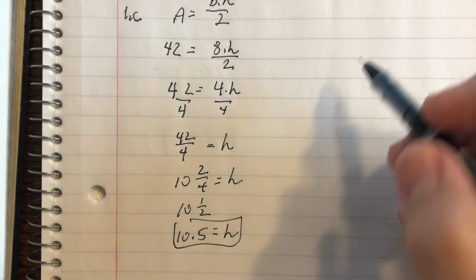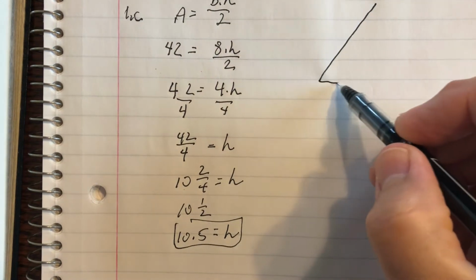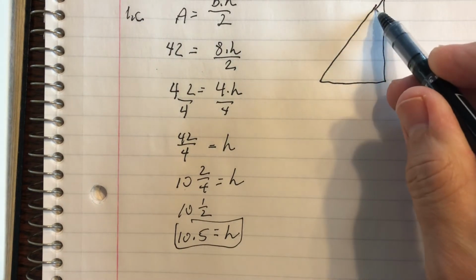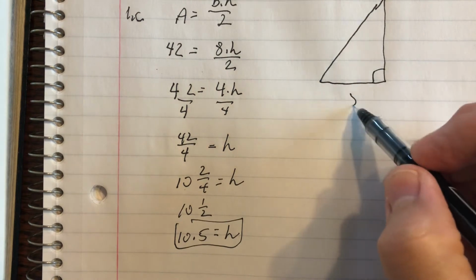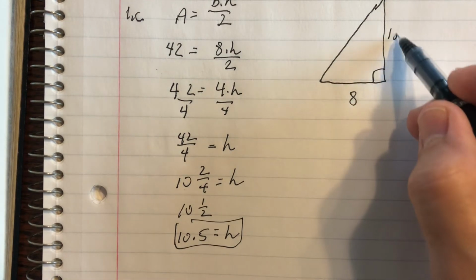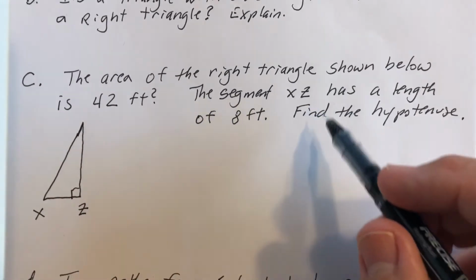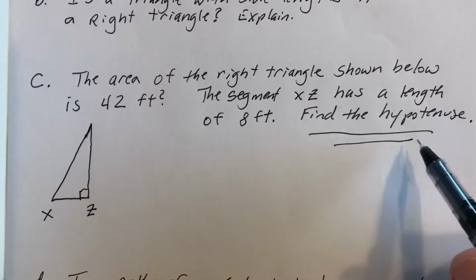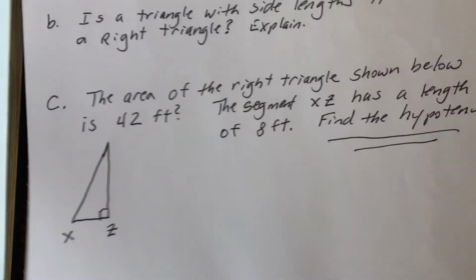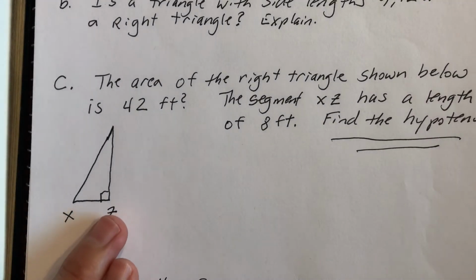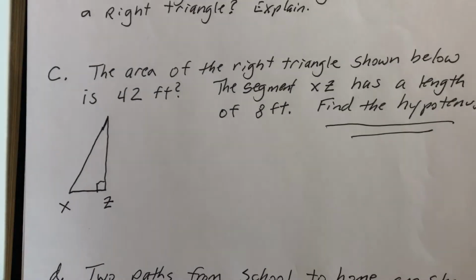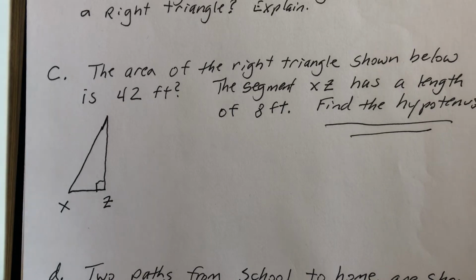So now what you have here on the triangle, my base was the 8, and I found my height is 10.5. Now the problem says find the hypotenuse, and that's what yours says. So after you've used this area formula to find the height, now you can use those numbers, your base that was given to you and your new height, and sub those into the Pythagorean theorem to find your hypotenuse.